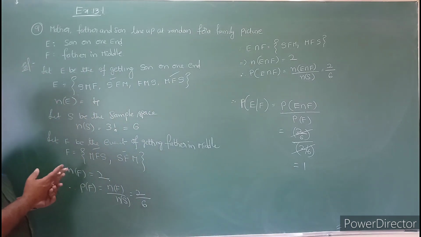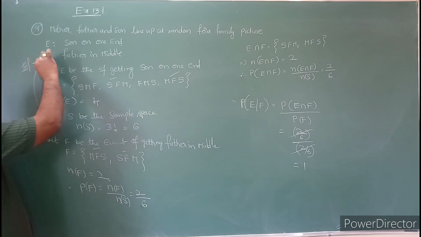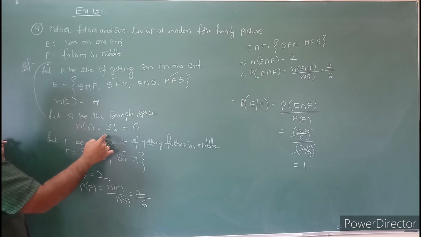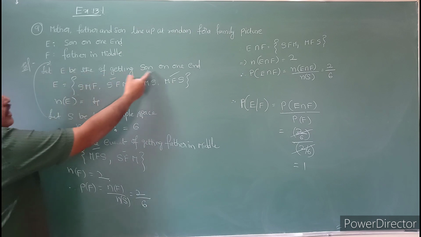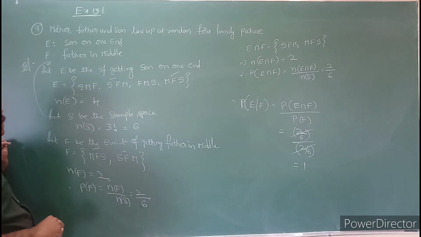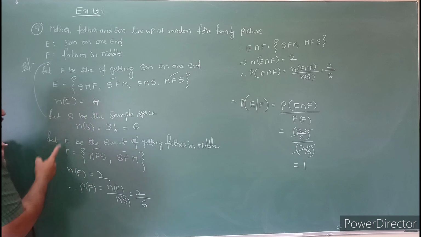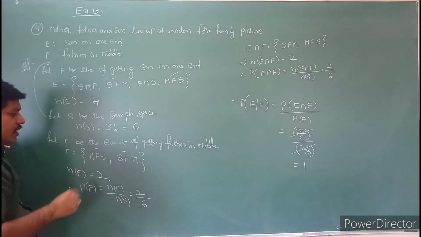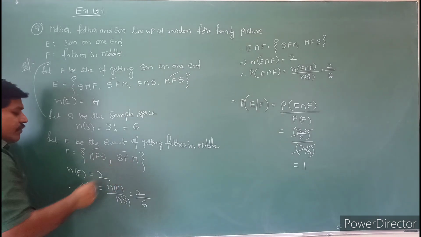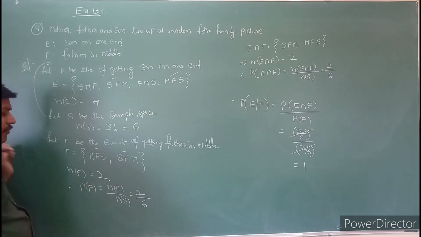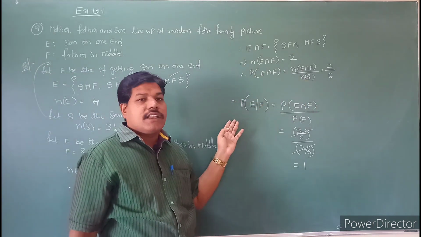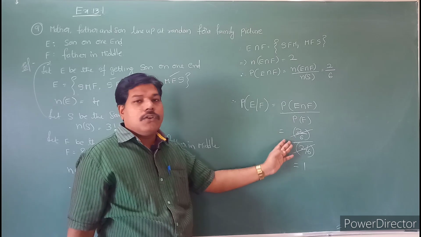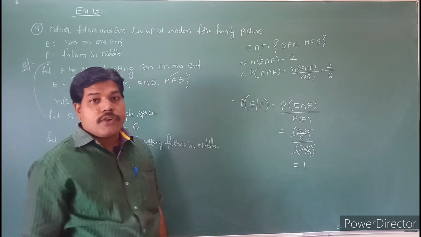So see that question, students. You can write the sample space in the beginning. Let S be the sample space. Then n(S) is equal to 3 factorial, that is equal to 6. Next, let E be the event of getting son on one end, so take the E value and n(E). Then write F be the event of getting father in the middle. F is equal to MFS, SFM. Then n(F) is equal to 2. The probability of F is 2 by 6, and the probability of E intersection F is also 2 by 6. You will get the probability of E given F equal to 1. Okay, so see this question, students.